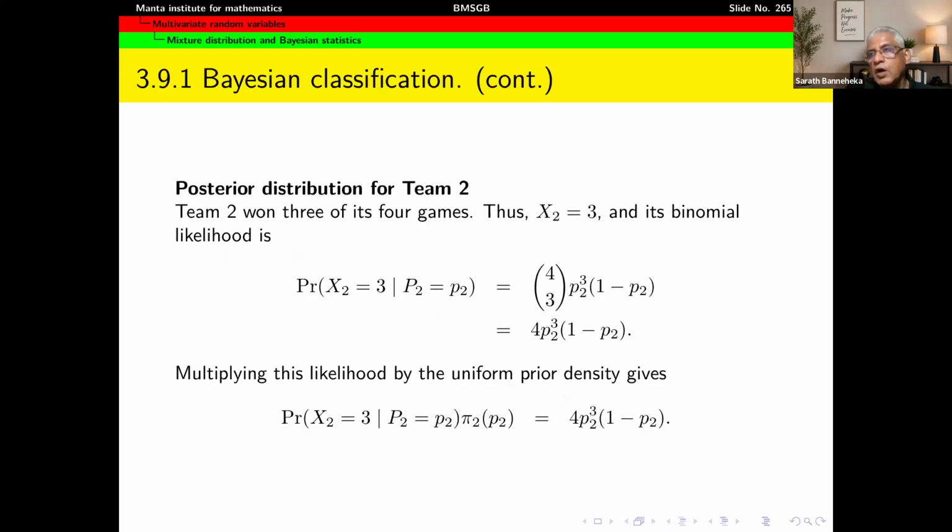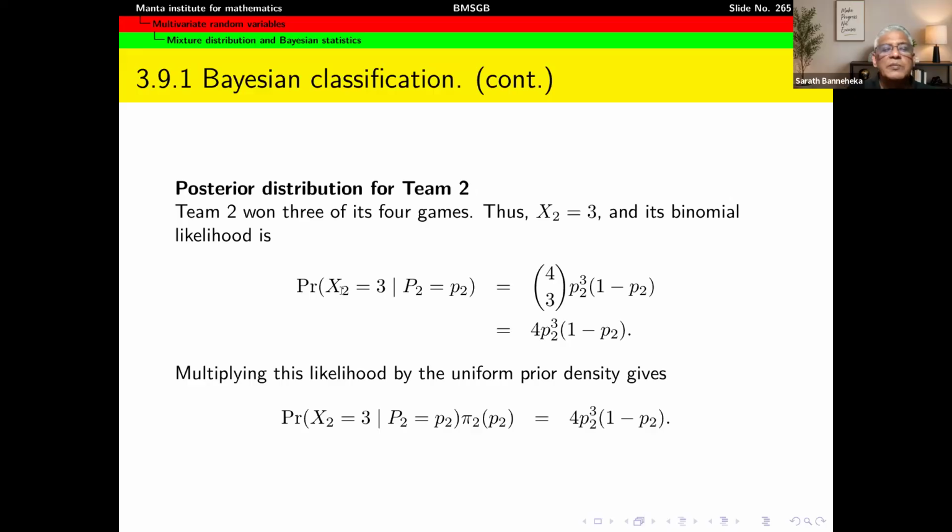That's why we say the conjugate density, right? The choice of conjugate density gives you the final answer also in the same kind of family, right? The posterior distribution for team 2 will be given by this expression, right?